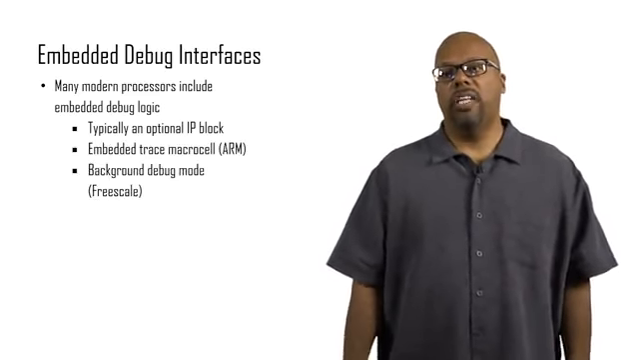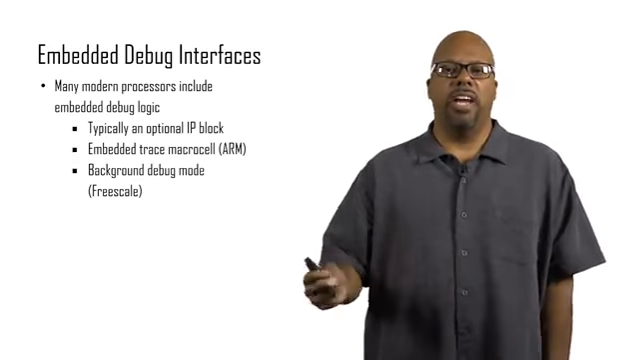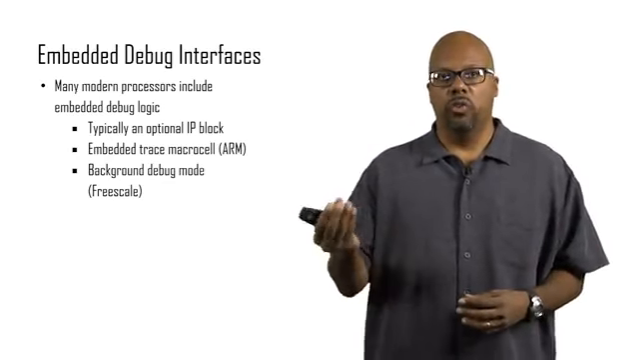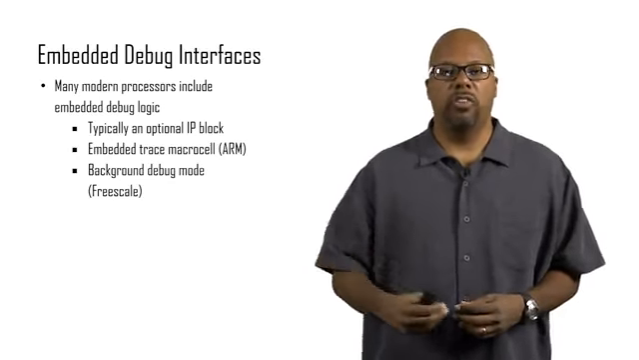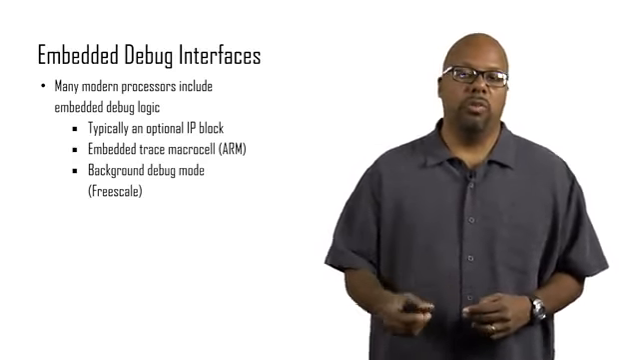There are several examples. ARM processors have the embedded trace macrocell, which is the name for their debug logic or for some part of their debug logic. They have several trace macrocells, but embedded trace macrocell is the main one. Freescale uses background debug mode, which is a similar idea.